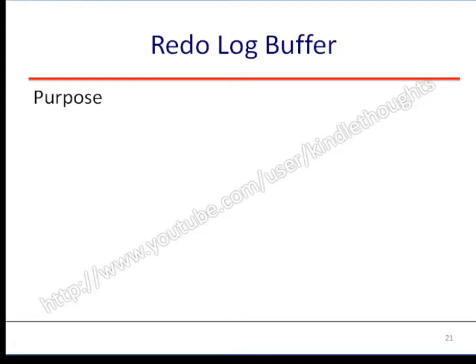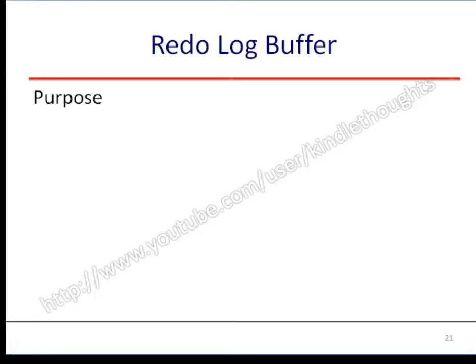The next component of the SGA is the redo log buffer. So what exactly is a redo log buffer? Every minute change that you make to the database is recorded and stored as a redo record in the redo log buffer. Now, if we dissect a redo record, it is a collection of change vectors. And a change vector is simply any atomic change that happens to a database.